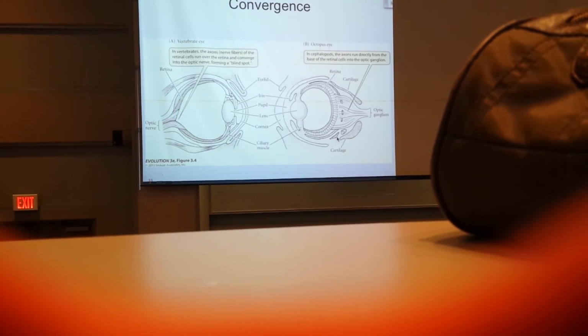Convergence is another good example. I should have my picture of those leaves here, in our climbing plants. But the vertebrate eye and the octopus eye evolved completely independently, and yet they do very similar things. So an example of convergence is this eye. There are lots of other examples as well.